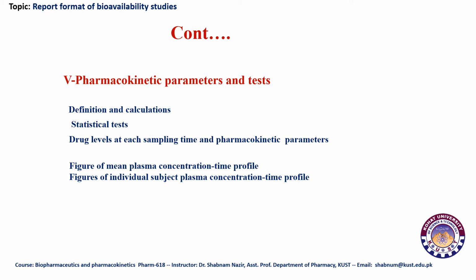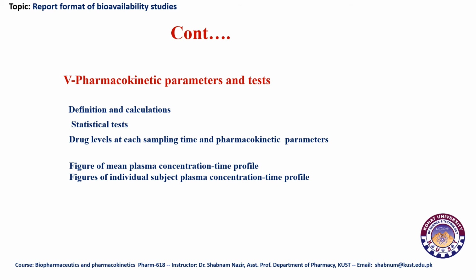Now, the nature is the same, but both are different from each other in a way that figures of mean plasma concentration time profiles display the mean concentrations, or you can say the mean value of the concentrations at a certain time point for all the volunteers who were part of the study, while the figures of individual subject plasma concentration time profile display the individual concentration at a certain time point. It is not a mean value, nor a depiction of all the concentrations of all the volunteers at a specific time point.